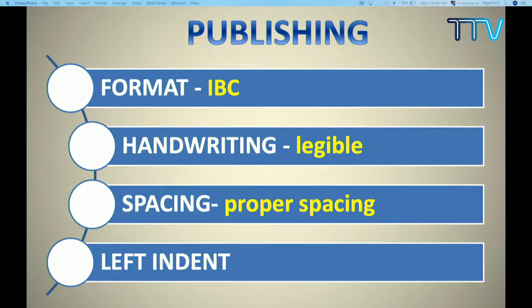And last but not least, we have the left indent. Some people keep the indent, some people don't. Normally it's better that you keep the left indent. When I say left indent, whenever you start a new paragraph, on the left side you have to keep at least one space, which is called the left indent.